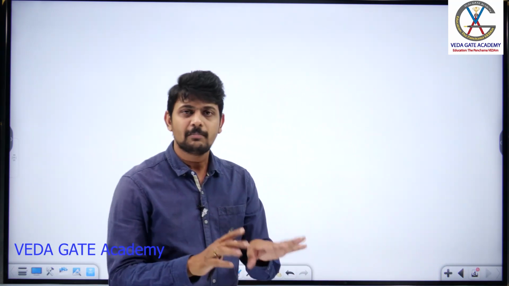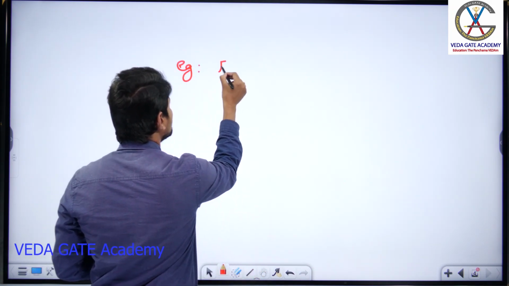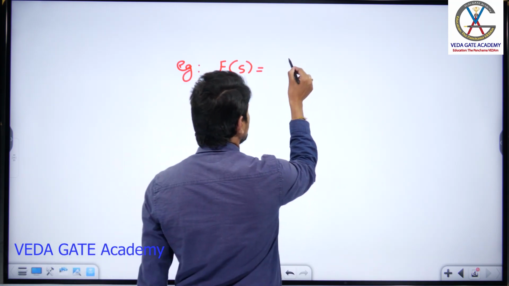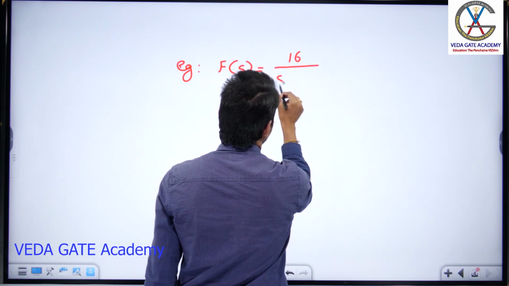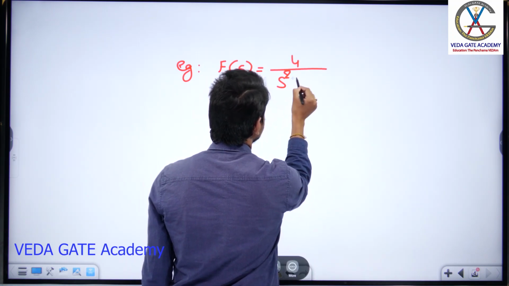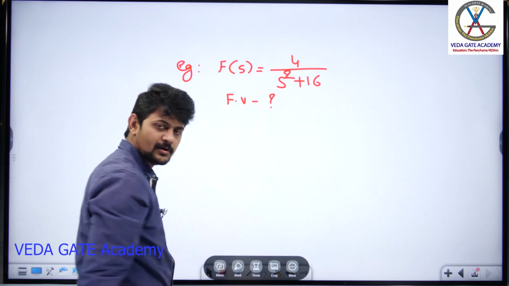You can pause the video, start your digital watch or the stopwatch on your mobile, and try to solve this question within less than 1 minute. The question they have given is a very simple function, guys. The function is F of s equal to 4 divided by (s square plus 16), and they ask you to determine the final value of this function, right?